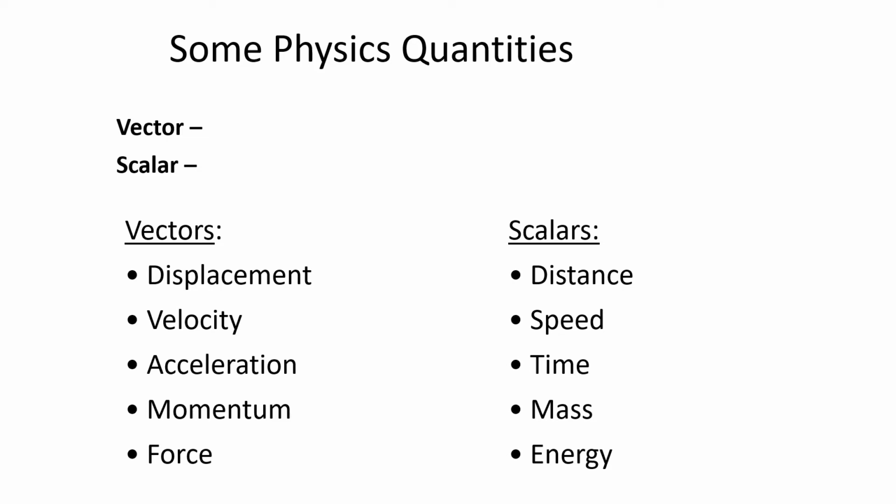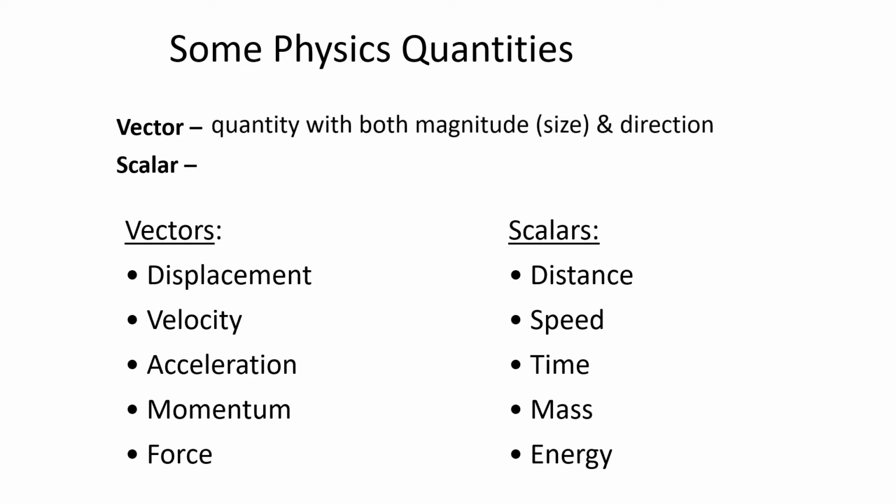A vector has both a size and a direction, while a scalar only has a size, or a magnitude, if you will. Also remember that vectors can be positive or negative. That's just in reference to the direction. Scalars, however, only have a size or a magnitude, like a number associated with it.